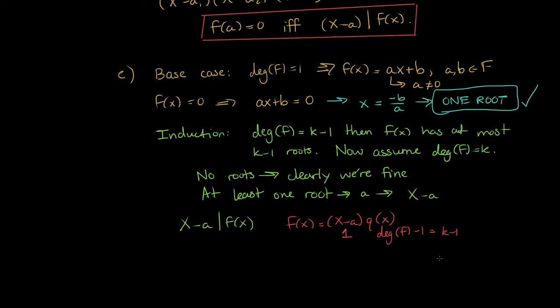Now, if f has a root, then either it must make this part of f go to 0, or this part of f go to 0. Clearly, only one element is ever going to make this term go to 0. It would be a. q of x is less decided, but the roots of f are going to be 1 plus however many roots q of x has. Here's where the inductive hypothesis comes in. The inductive hypothesis says that any degree k minus 1 polynomial will only have at most k minus 1 roots. And by using the division algorithm, we've reduced to a degree k minus 1 polynomial.